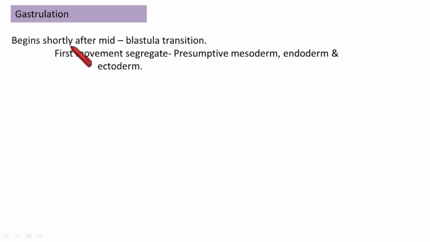Clear? Next is about gastrulation. Gastrulation starts shortly after mid-blastula transition, which we already saw in the former slide. After that, as a result of the first movement, the 3 layers, presumptive mesoderm, endoderm and ectoderm, segregate or get separated. Presumptive means supposed to become the mesoderm layer. So that is presumptive mesoderm, endoderm, ectoderm.